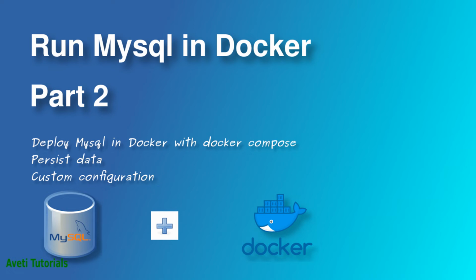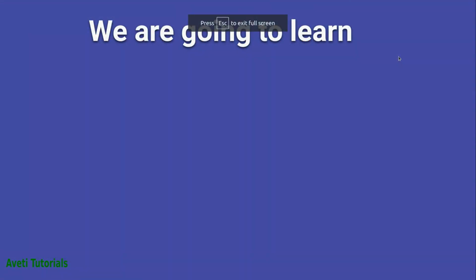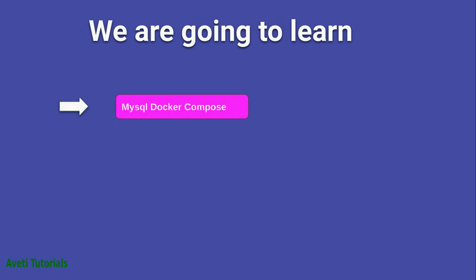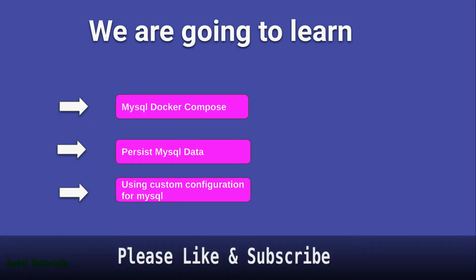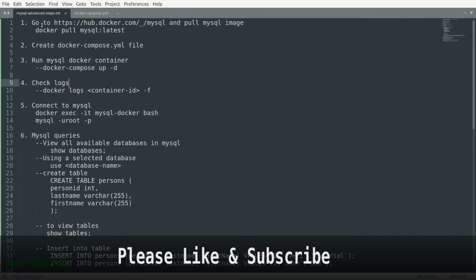Hello everyone. This is a continuation of my previous tutorial on MySQL with Docker. Here we learn three different concepts. One is using Docker Compose to run a MySQL container, which will help to ease our deployment or running of MySQL images in Docker. The second is persisting MySQL data, which will help to persist the data whenever there is a container restart. The third is using custom configuration in MySQL, which will help to put external configuration for your MySQL.